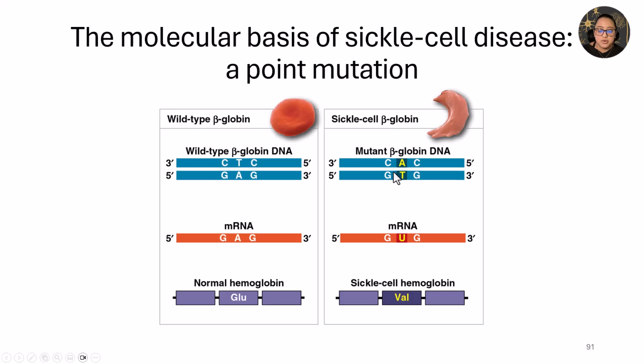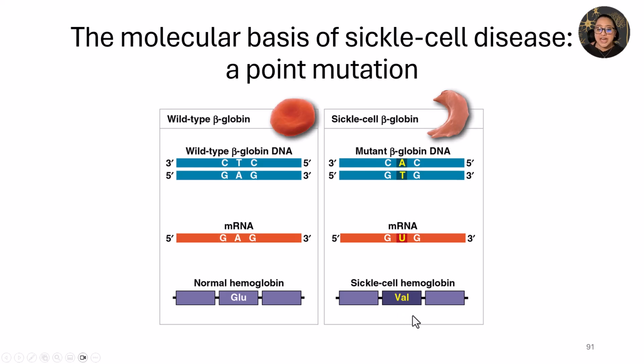In this sickle cell mutation, it's flip-flopped. It's T and A, but on the wrong sides. Now this is CAC on this strand, and this is CTG on this strand. When the mRNA is transcribed, this codon is totally different. Instead of GAG, this codon is GUG, and that codes for a totally different amino acid, which is valine.